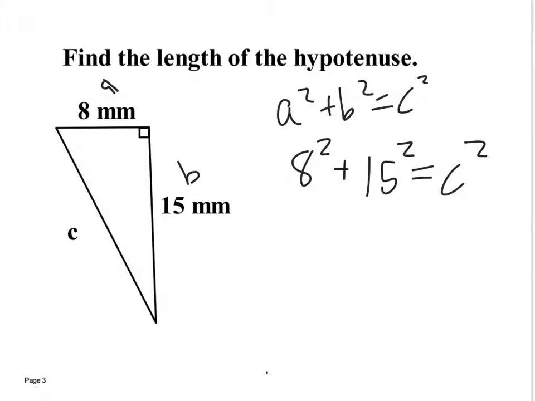What is 8 squared? 64. What is 15 squared? 15 times 15. 225. Good, class. C squared, right? What's 64 plus 225? 289.